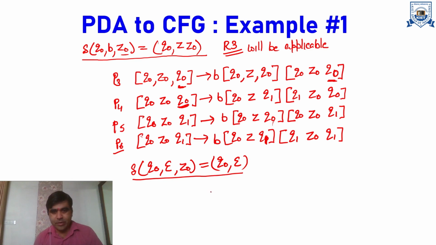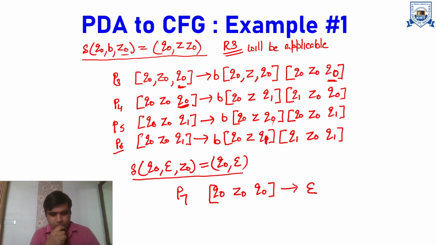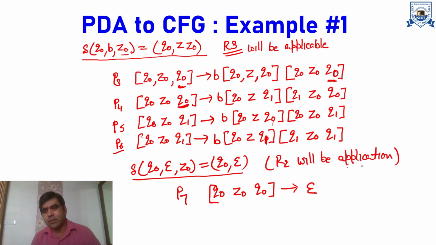In that case, it will introduce a production rule of the form, which production rule? We have Q naught, Z naught, Q naught. Q naught, Z naught, and Q naught derives epsilon, and let me call this production rule number 7. Okay, you got my point. So here, which rule have we applied? R2 will be applicable in this case, and after we apply R2, our production comes like this. So P7, let me call this production rule number 7.